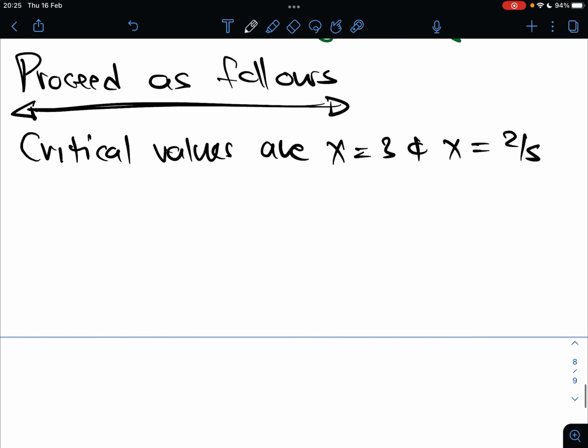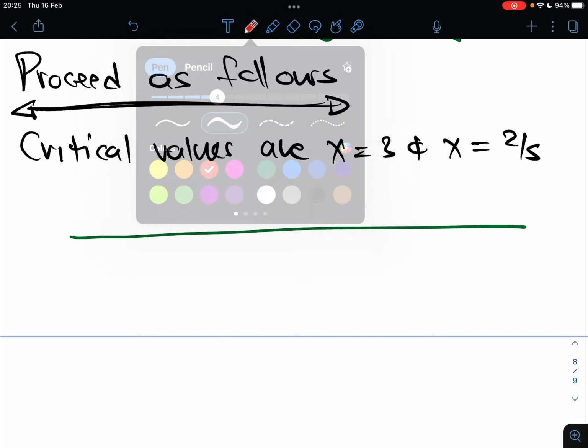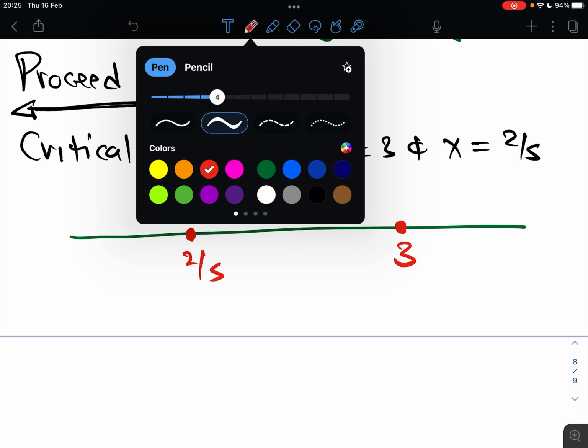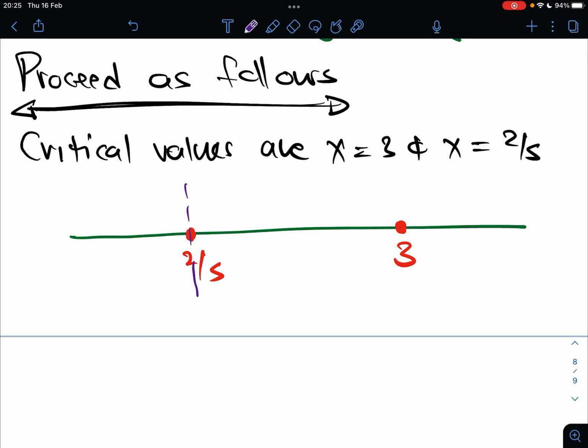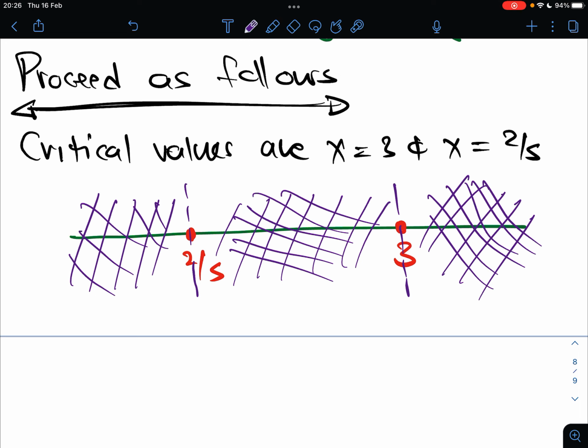Once you have these critical values, the next thing you do is represent them on a number line. So we draw them on a number line. There is 2/5, which sits here, and then there is 3, which sits here. After you have drawn this, our main focus lies here. The number line will give you 3 different regions: the region at the far left end, the region in between, and the region at the far right.